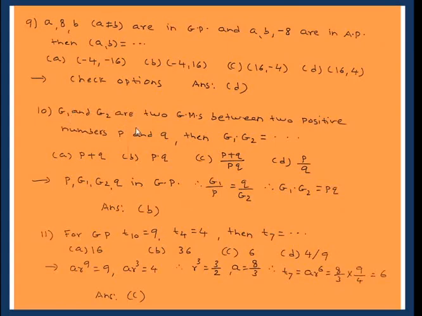G1 and G2 are two geometric means between two positive numbers p and q. Then what is G1 into G2? G1, G2 are geometric means between p and q. So p, G1, G2 and q are in geometric progression. So G1 upon p is q upon G2. The key is that the terms are in geometric progression, so the ratio of two consecutive terms is constant. So if you cross multiply, you get G1 G2 equal to pq. So the correct option is B, Bombay.